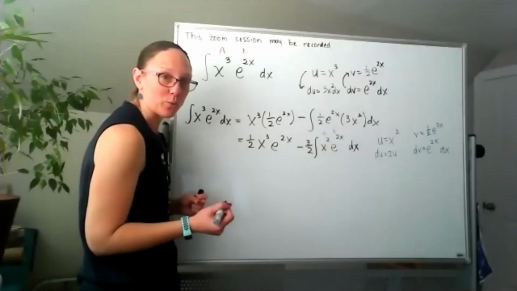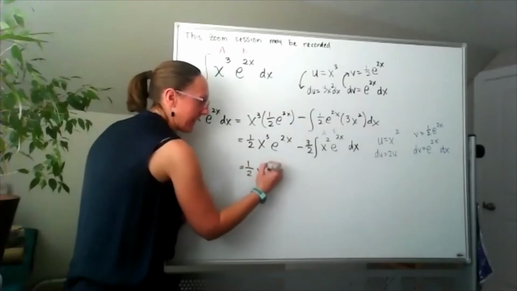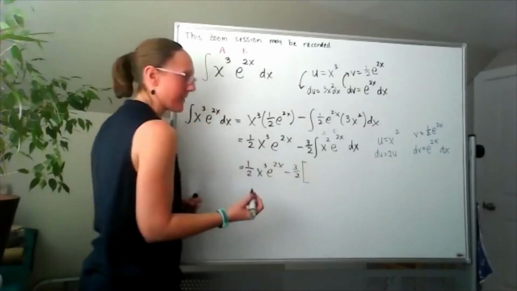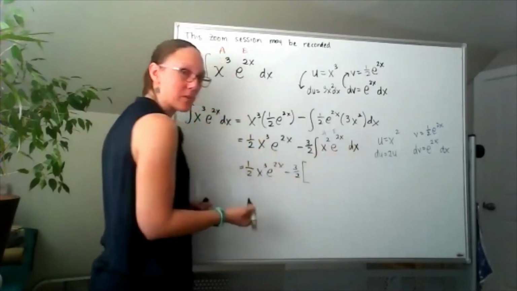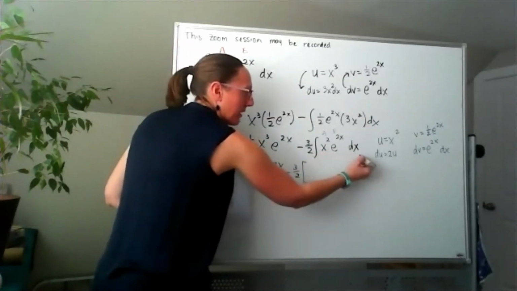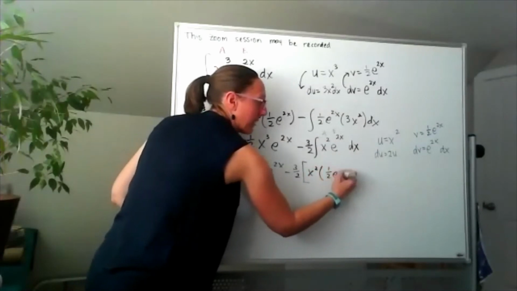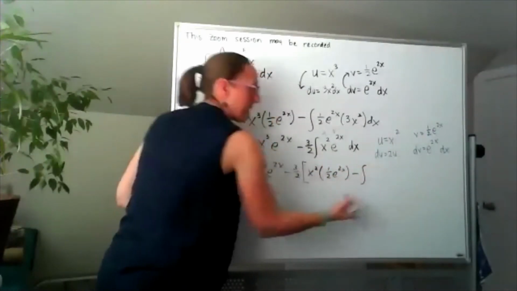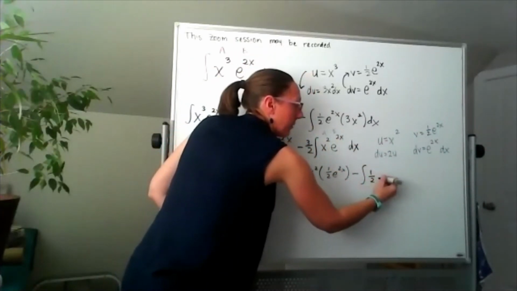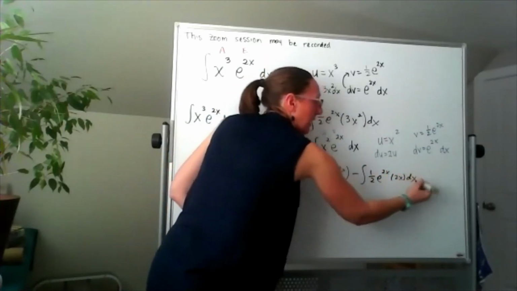Now we've got to get really careful. I'm looking at 1/2 x cubed e to the 2x minus 3/2, and now in parentheses, this is the integral that I'm swapping out for ultraviolet voodoo. So this piece of it becomes uv, x squared times 1/2 e to the 2x, minus the integral of v du, 1/2 e to the 2x times 2x dx.